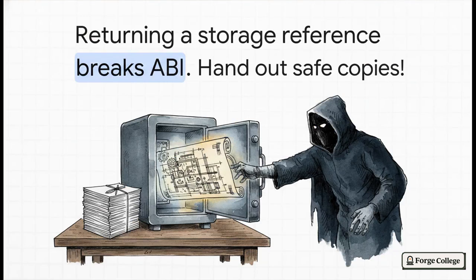All right, on to Section 3, Bug 3, Storage References. Here's the deal. Returning a storage reference breaks the application binary interface, or the ABI. Handing out a storage reference to an external caller is exactly like giving a total stranger your original, one-of-a-kind master architectural blueprints. It's incredibly dangerous, it's just straight up not allowed for external callers, and it will absolutely cause compilation or runtime errors. What you want to do is hand them a safe, view-only photocopy.